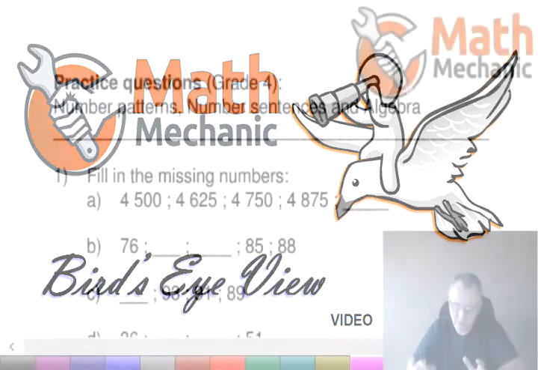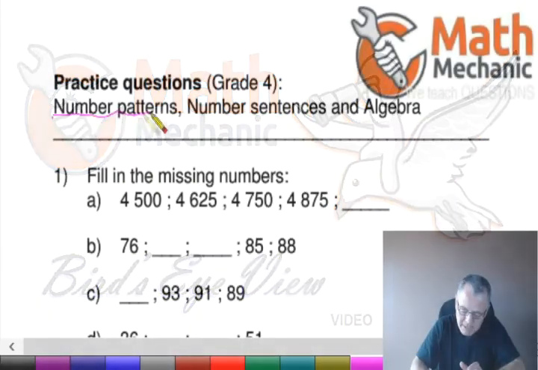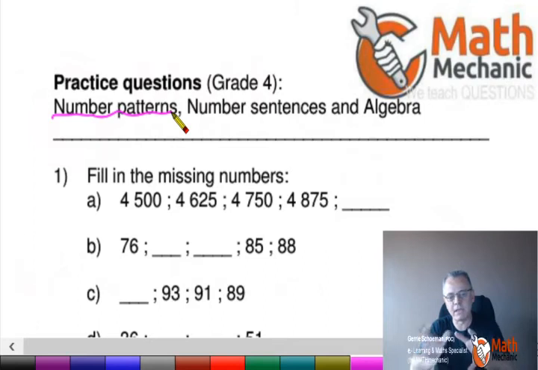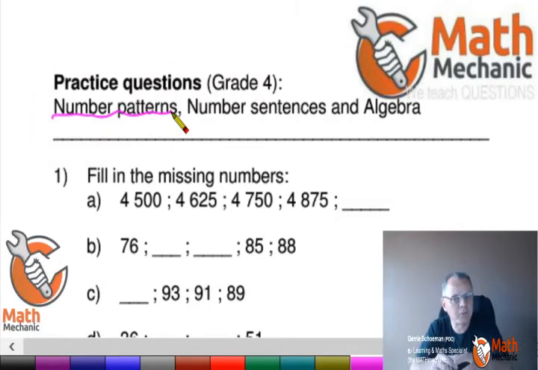In this worksheet, we will be taking a look mostly at number patterns, but we also take a look at number sentences, and we throw algebra in there as well, because it's all skills that are flowing together. You need to know how to work with these types of questions with all the skills across the board.